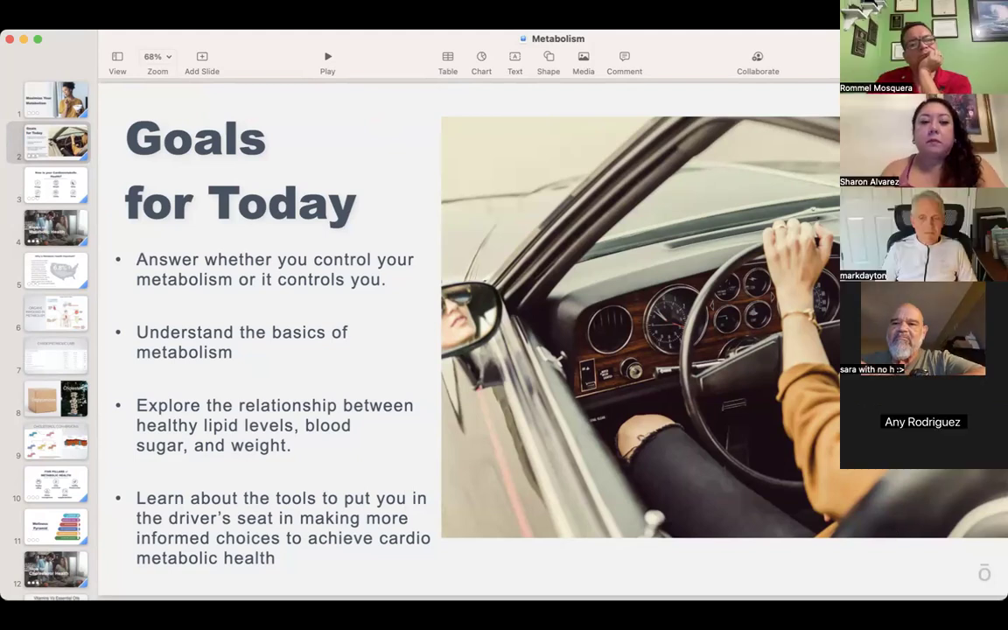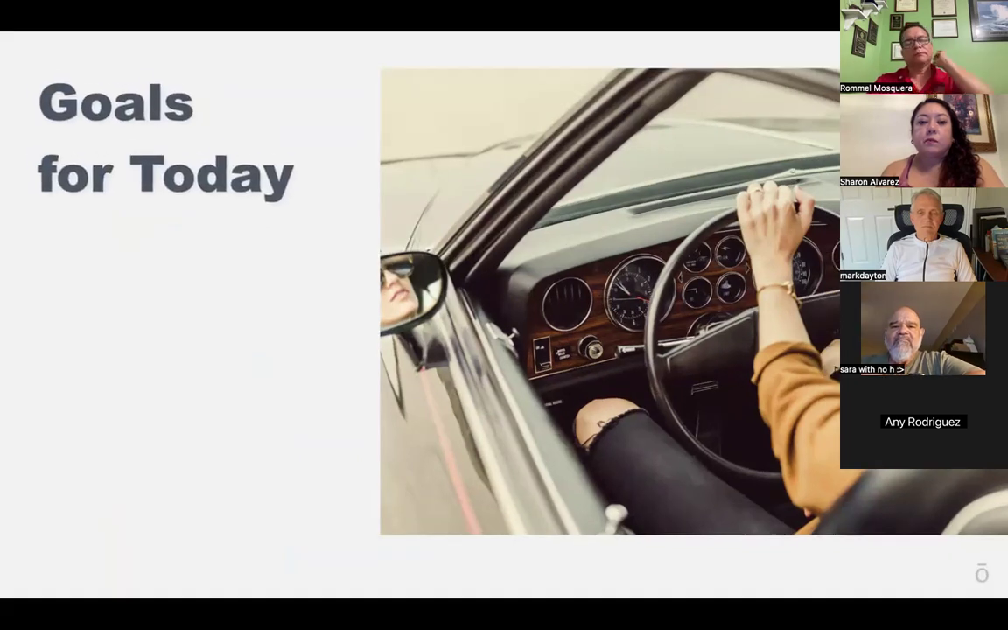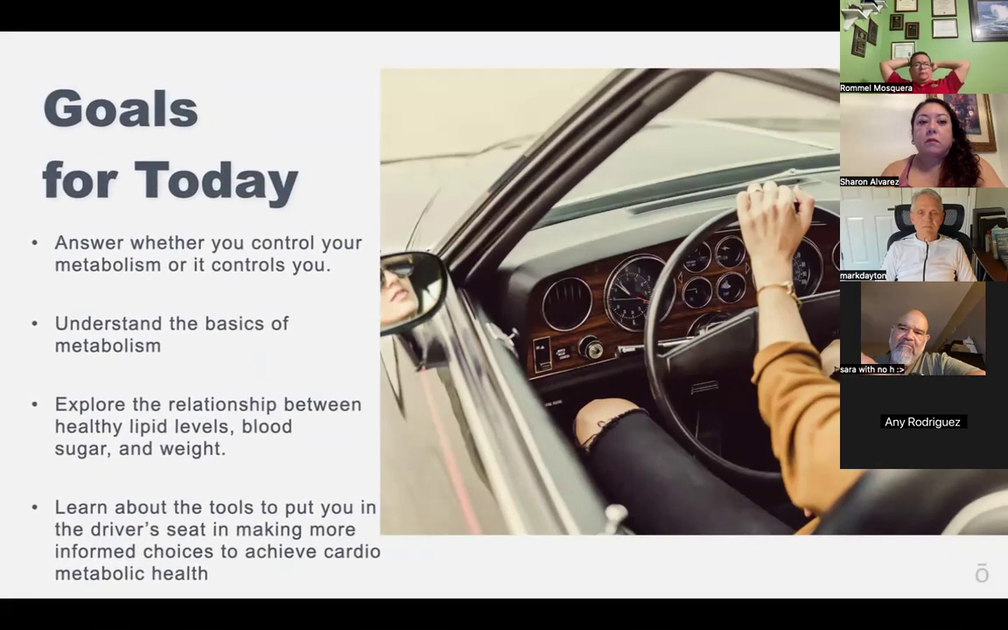And then from here, exploring the relationship between healthy lipid levels, blood sugar, and weight, because those all work together when we're talking about our metabolism. And then just learning tools where you can be in that driver's seat to make more informed choices so you can have cardiometabolic health. It's not just you listening to all the voices around you, but you can have a strong voice in knowing how you want to proceed in your health.